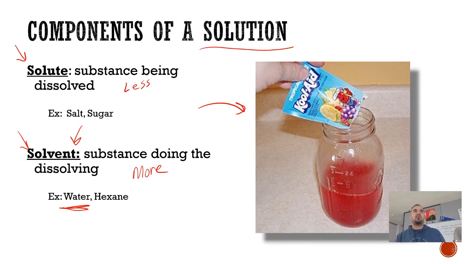So in the case of chocolate milk, what is your solute? It's going to be the chocolate syrup. And then what is your solvent? It's going to be the milk. So the solvent is the thing that there's more of. The solute is typically the thing that you have less of.